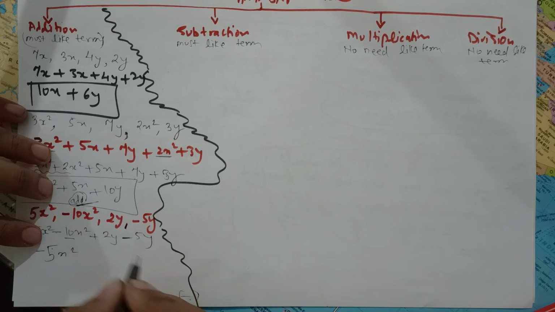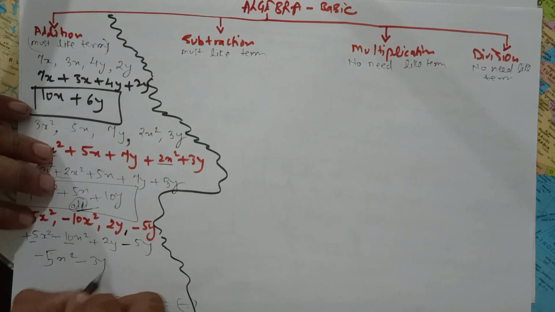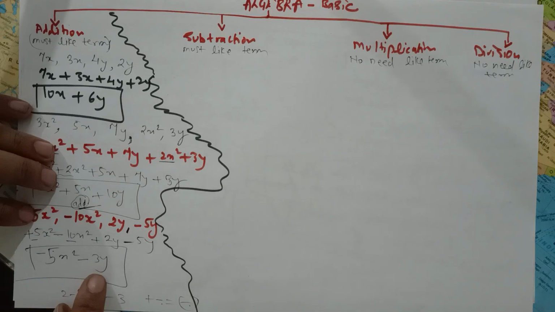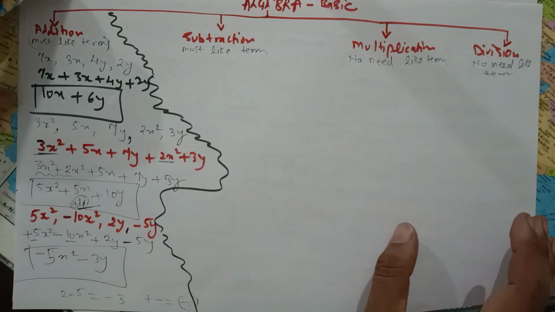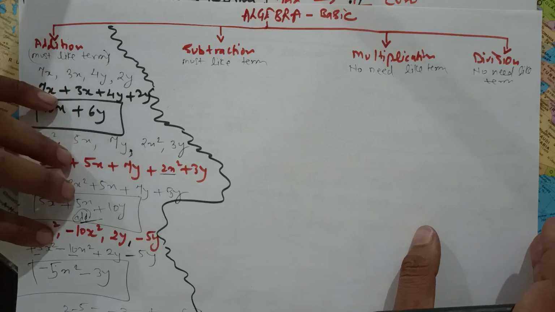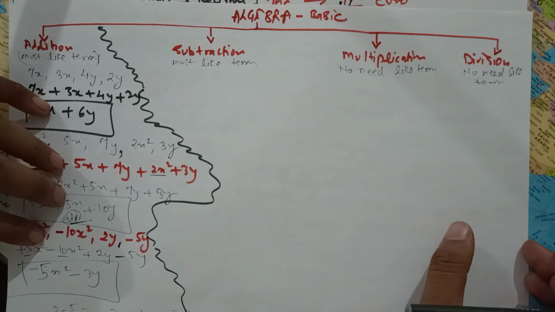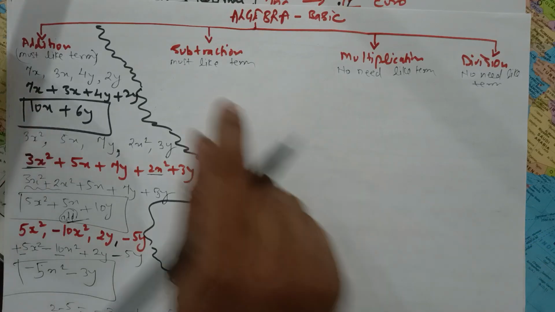Then again 2 minus 5. You can do it rough. 2 minus 5 becomes minus 3, right? So minus 3y. Always write the full number with the y, then it becomes minus 3y. Got it? So this is the way you can add in the algebra concept.